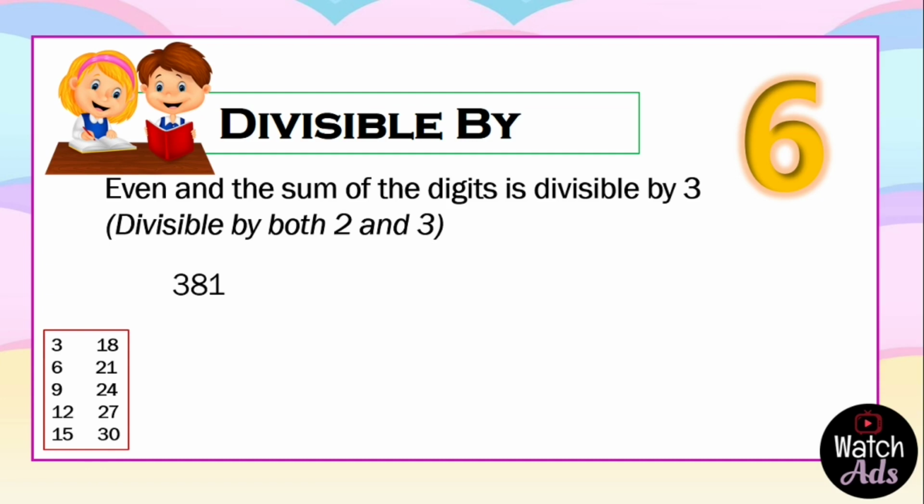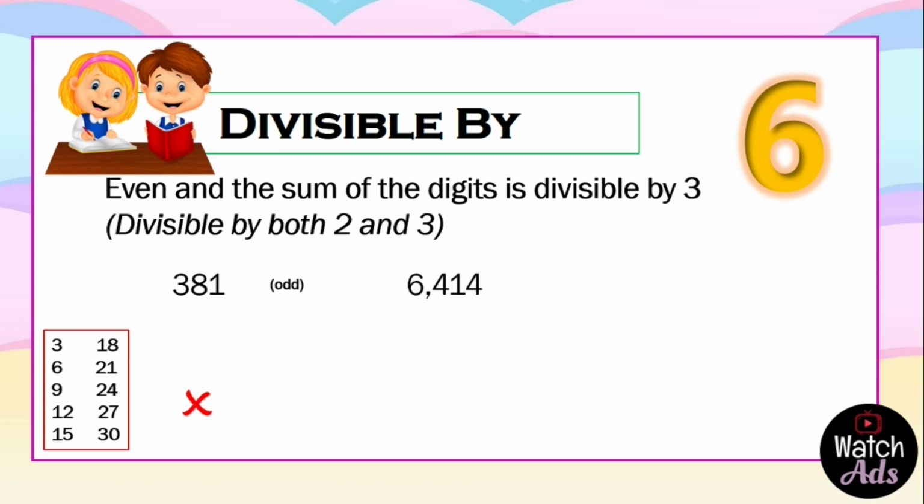Then our first example, we have 381. 381 is an odd number because it ends in 1. Since it did not fit our first criteria, we don't need to proceed to our second test because we are certain that 381 is not divisible by 6.